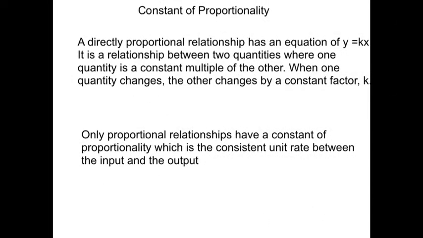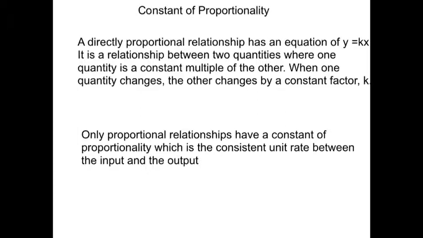So the concept of proportionality is basically just a fancy term to say unit rate. And when two quantities are directly proportional, so they have a proportional relationship, they can be represented by y equals kx. So y is one quantity and x is the other, and the way that they're proportional is some number times x will give you y. And so basically it's the relationship between two quantities where one quantity is a constant multiple of the other.